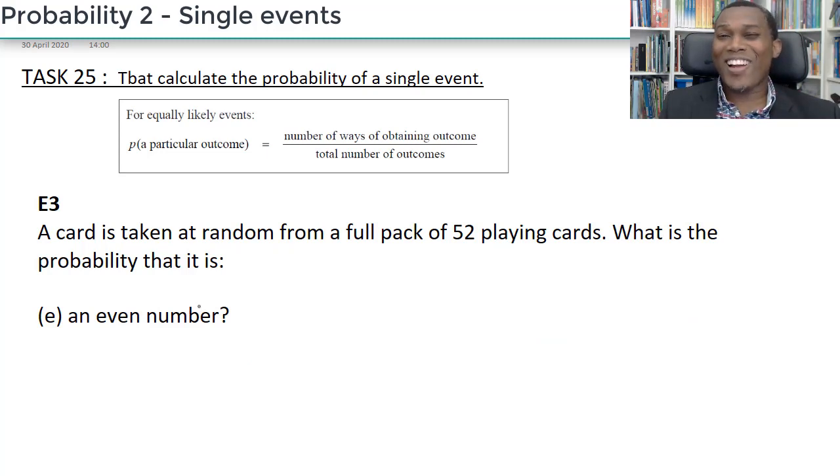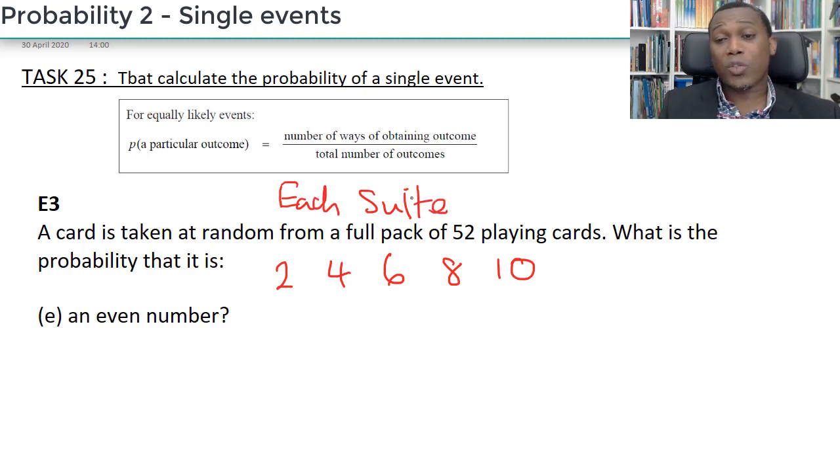Woo! That requires some work. You can do that one. Is there a 1 in a deck of cards? Does it actually matter? No, it doesn't. You can get a 2, you can get a 4, you can get a 6, you can get an 8, you can get a 10 in each suit. So in each suit, you have a 2, 4, 6, 8, 10.